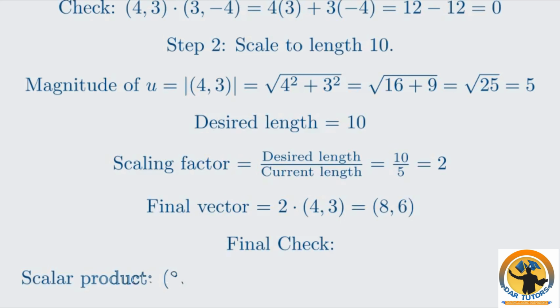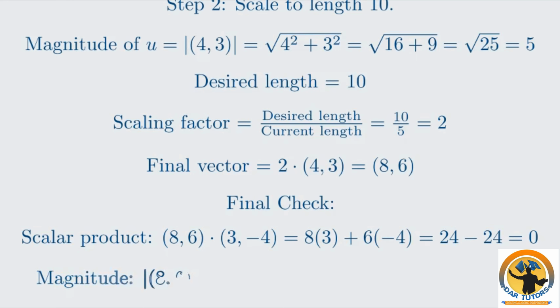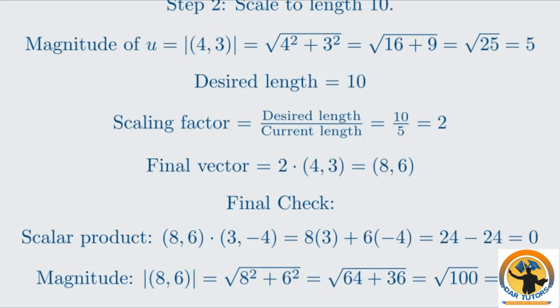Let's quickly check our answer. The scalar product of (8, 6) and (3, -4) is 24 - 24, which is 0. And the magnitude of (8, 6) is the square root of 64 plus 36, which is the square root of 100, or 10. Both conditions are met. We have found a vector of length 10 perpendicular to v.